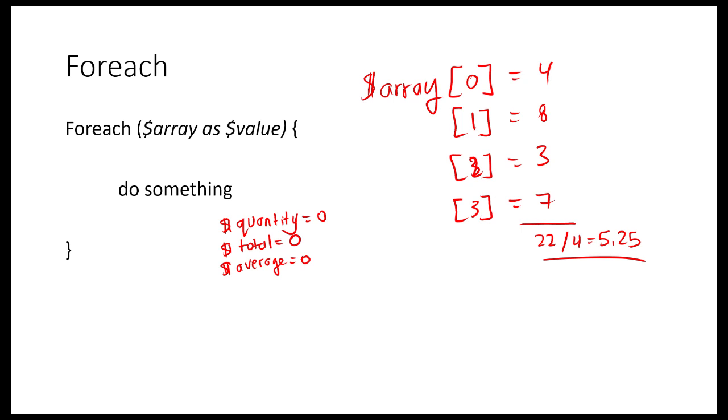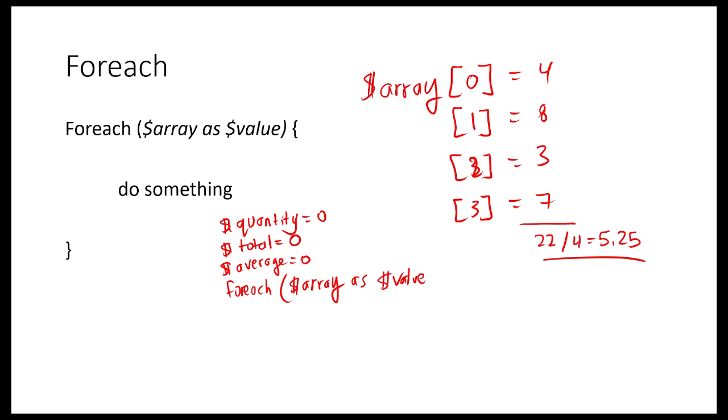So we're gonna create, but what if we had like 10,000 numbers? How could we get the average? We wouldn't do the math, so we just do for each. So we've created these variables and we do for each array as value.